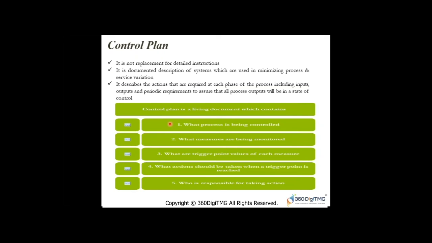It contains a few things such as what process is being controlled, what measures are being monitored, right? Are there any trigger points for each measure? If yes, what are those? What actions are you going to take when there is a trigger point? And last but not the least, who is responsible for taking action? Who would take the action? That is the most important part here.